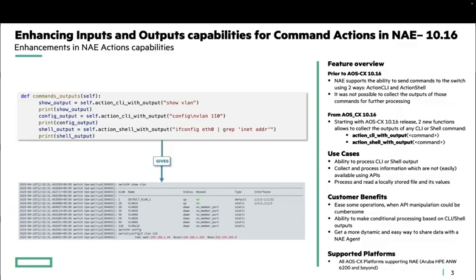So it means that these two new functions do not have strictly the same behavior as action CLI and action shell, which automatically put the outputs into an alert. This is mainly the big difference between action shell with outputs and action shell without outputs: it's how we display the output of the command.